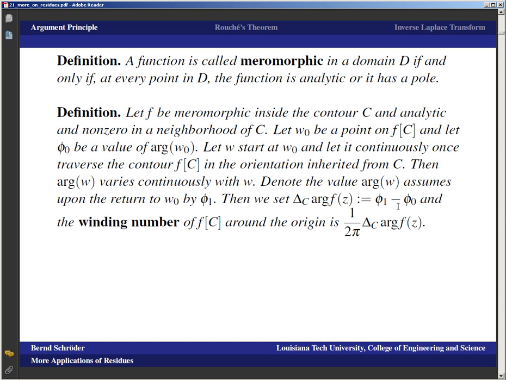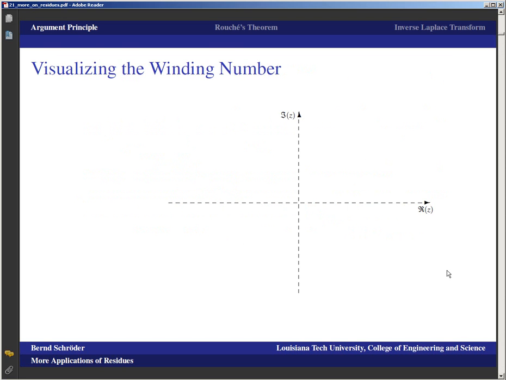image contour wraps around. And here is where, if you don't have the picture in your mind, this one becomes really hard to read. Remember, we're going to look at a picture. But we set delta of the argument of f(z) on C to be phi1 minus phi0, and the winding number of f(C) around the origin is 1 over 2 pi times that delta_C arg f(z). Okay, so what does that thing mean? Let's visualize it. We start at some point z0 in the domain, and we have some kind of contour C that need not wrap around anything in particular.